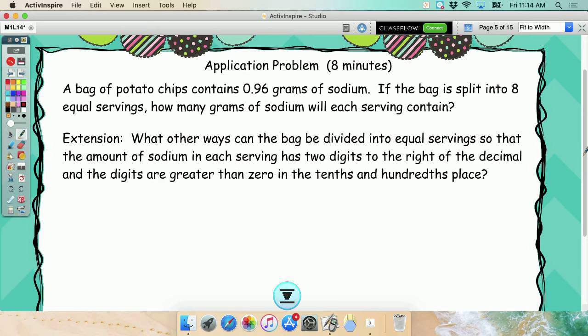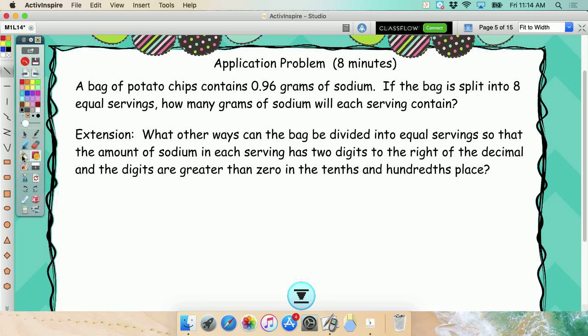Okay? All right, it says a bag of potato chips contains 9,600 grams of sodium. If the bag is split into 8 equal servings, how many grams of sodium will each serving contain? Okay, so the answer is the least of my concerns. What could I draw?